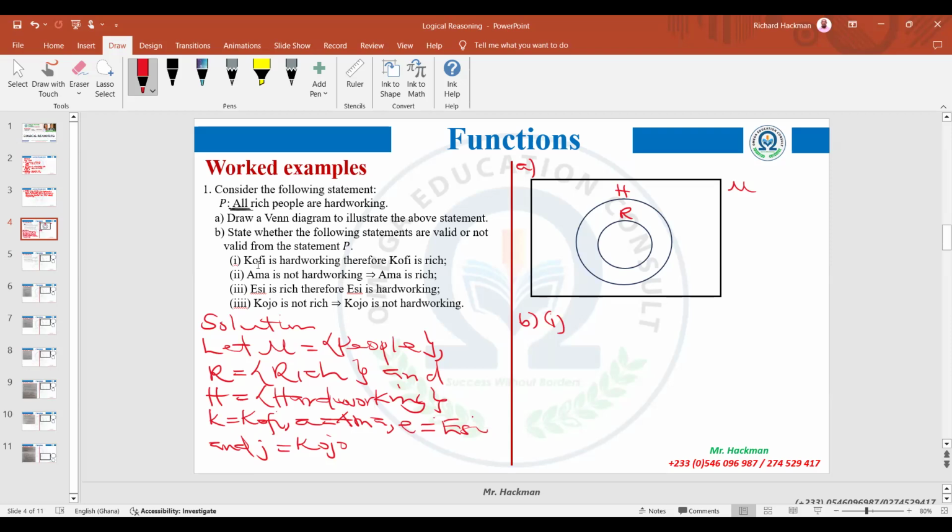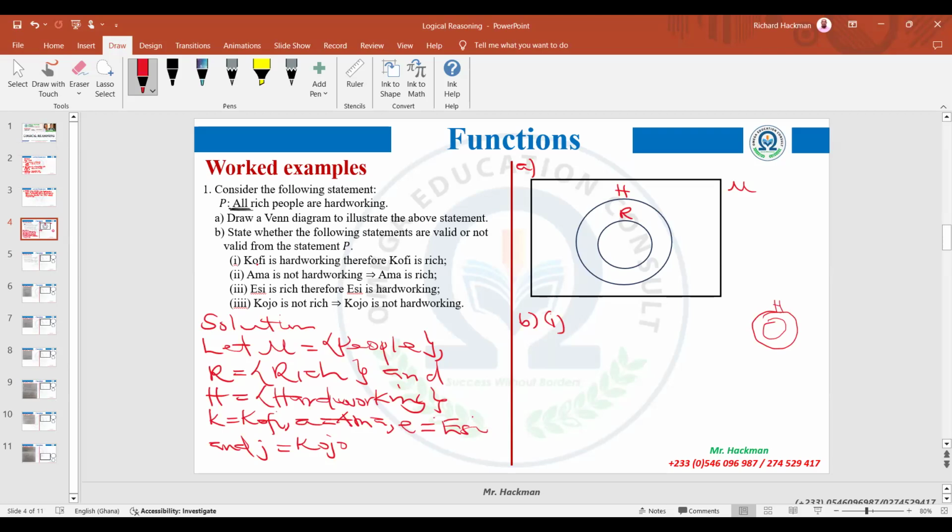So this is what we are going to do. If Kofi must be inside the circle H, originally, if the circle H is there with no other circle inside, you have only one region. I hope you are with me. Immediately I introduce another circle, how many regions can you see for H?